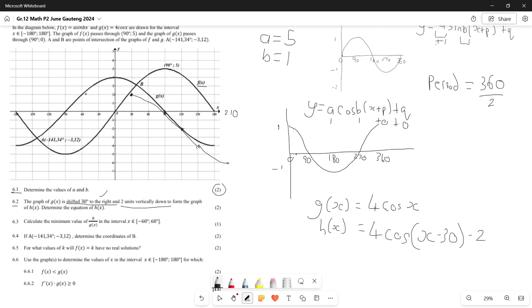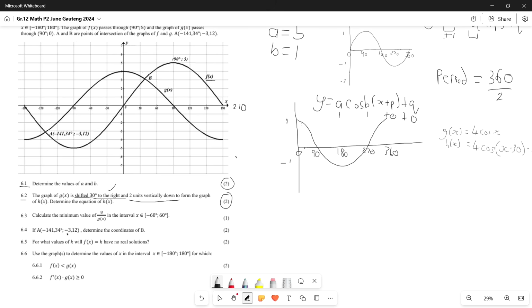Then as we'll see here, the -60 will move it 2 units down and 30 units to the right. So we're dealing with this over here, and this graph is going to curve down like that. And that is how we would adjust this if we needed to draw it in another question. But we still have the same amplitude, we've just shifted it 30 degrees to the right and 2 units vertically down, and then transformed each point and then connected them. And that just earned us 2 marks over there to determine the equation of h of x.